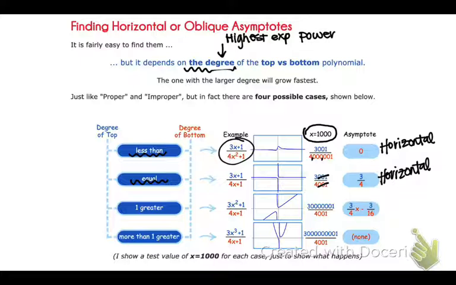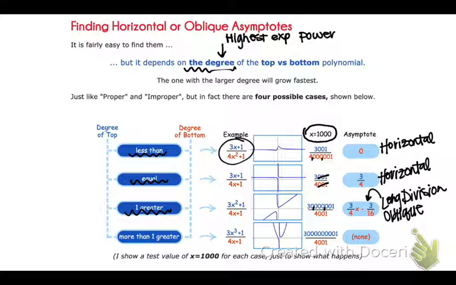Now, what if the degree on top is 1 greater than the degree on bottom? So we have something really, really big on top. Not really big, but decently big. So we have about 30,000 divided by 4,000. On this one, we have to use long division to get that, which I'll go over in just a second, to get this equation here. So long division, and this is when you get your oblique asymptotes. So the oblique asymptote is when the degree on top is 1 greater than the degree on bottom.